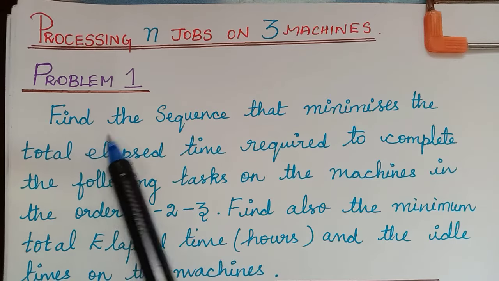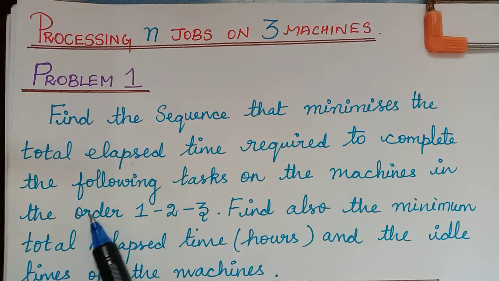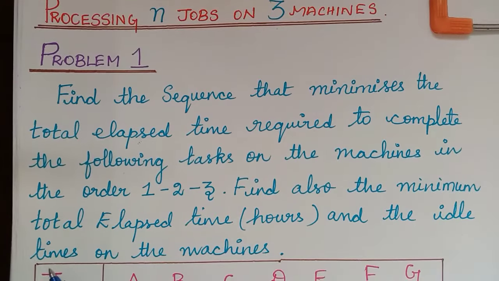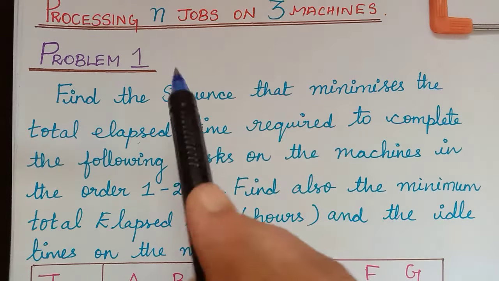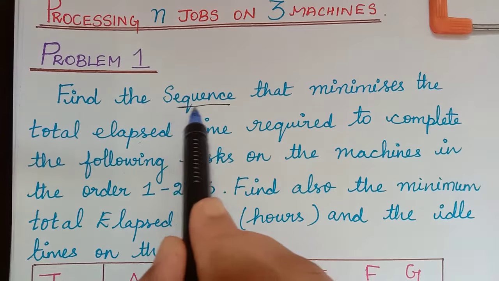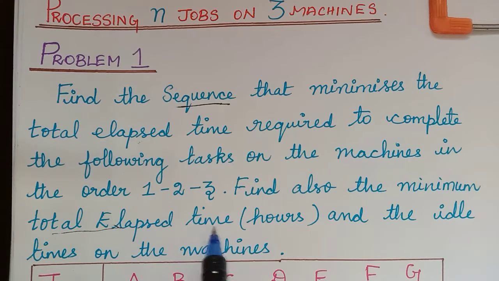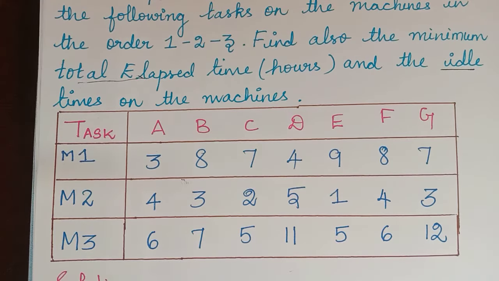The question is, find the sequence that minimizes the total elapsed time required to complete the following tasks on the machines in the order 1, 2, 3. Find also the minimum total elapsed time in hours and the idle time of the machines. So here, we have to find the sequence of the given jobs, then find the total elapsed time, and then find the idle time of all the machines given. Now here we have 3 machines, so we have to find the idle time of these 3 machines. So that is the question.